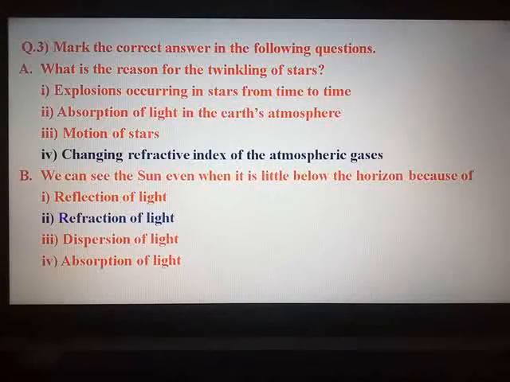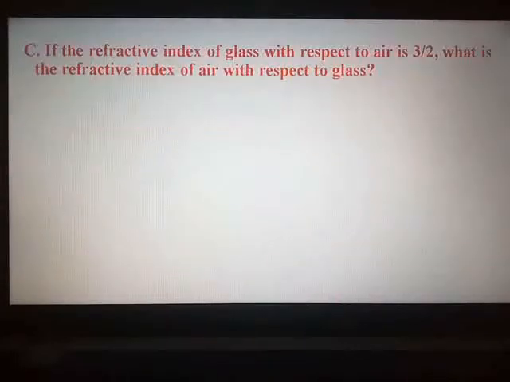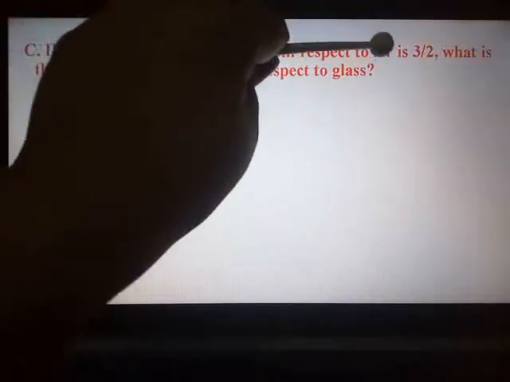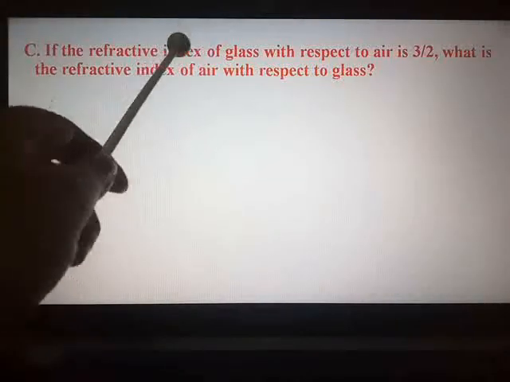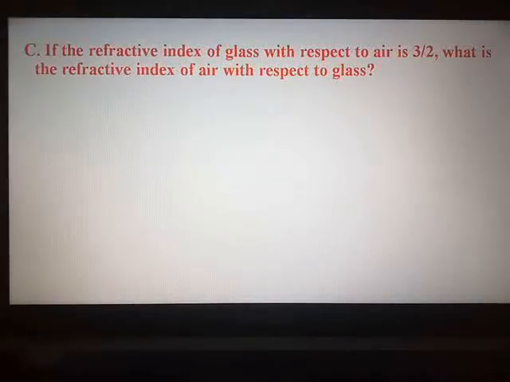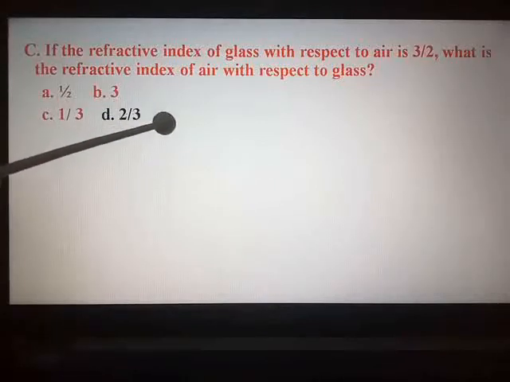So see how the concepts which you have studied are there in the MCQs. Third one, if the refractive index of glass with respect to air is 3 upon 2, what is the refractive index of air with respect to glass? If glass with respect to air is 3 upon 2, then air with respect to glass will be just inverted value of the main value. So if it is 3 upon 2, answer will be 2 upon 3.